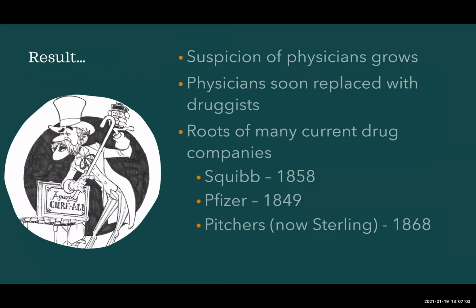So the result of this is the suspicion of physicians just grew. Physicians were also soon replaced with the druggist. And the roots of many current drug companies are actually from this time. So Squibb actually started here in 1858, Pfizer 1849, and Pitman-Moore, which is now Sterling, started at this time in 1868. So all of our big pharma actually started as a result of these patent medicines.